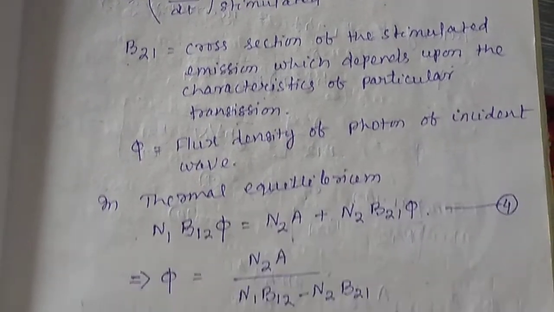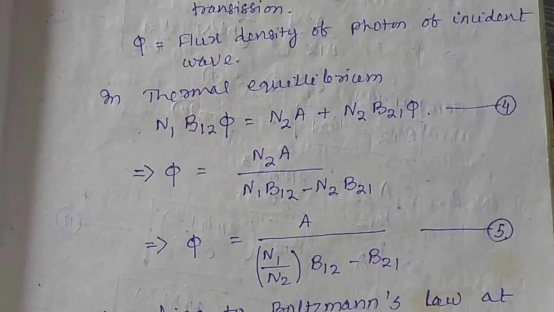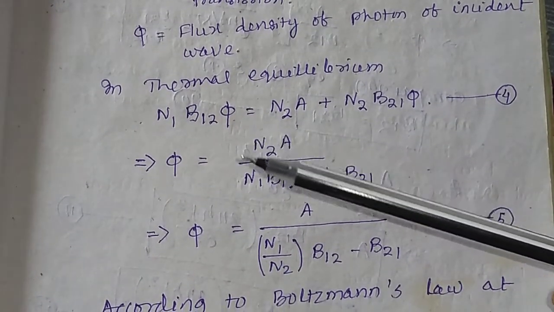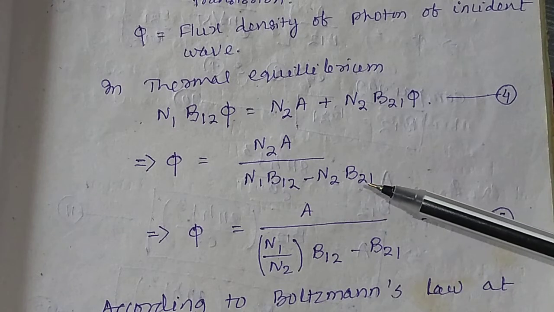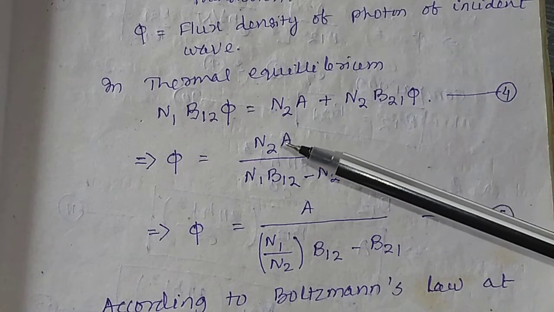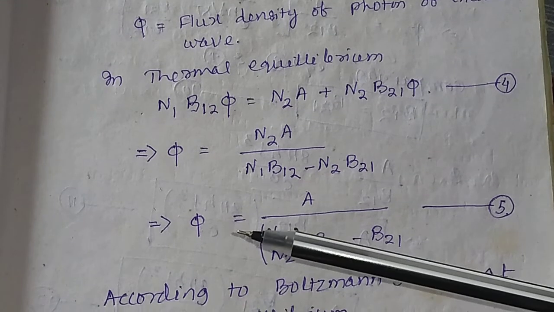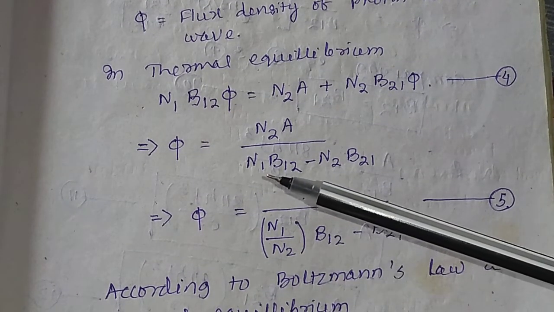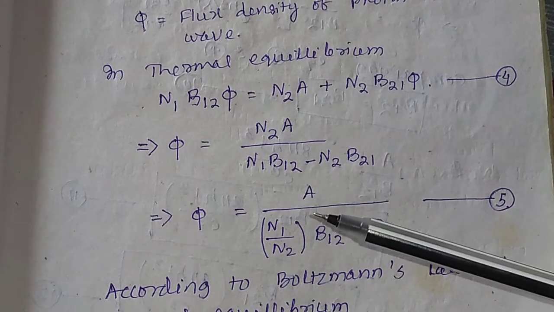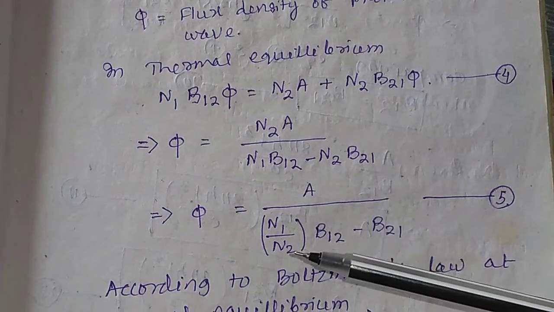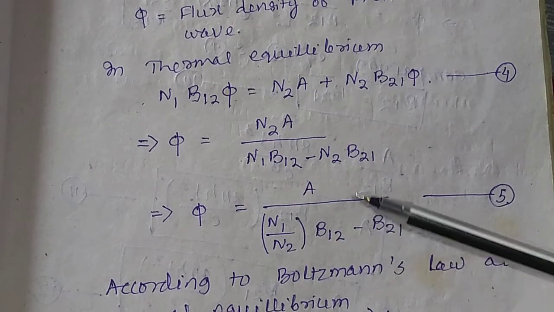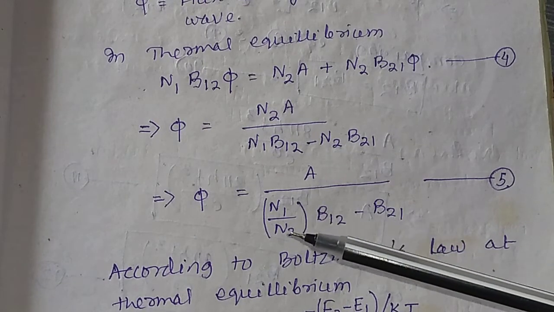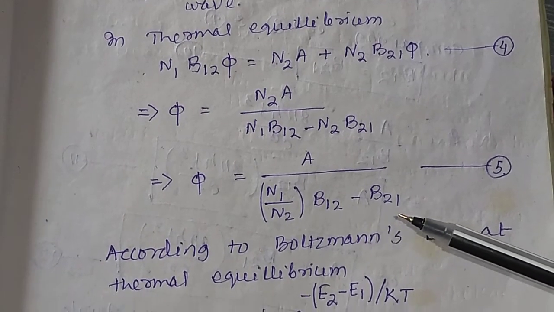So if you rearrange the terms, then what will be phi? You take phi to this side, then you take common N1 B12 minus N2 B21, and this side you have N2 A. So phi will be equal to, if you divide by N2 in the denominator, this factor will be equal to N1 by N2 B12, and this factor will be equal to 1. So phi will be equal to A divided by N1 by N2 into B12 minus B21.